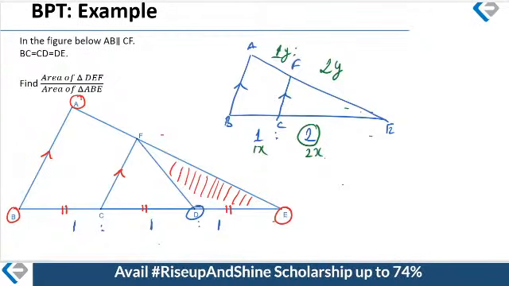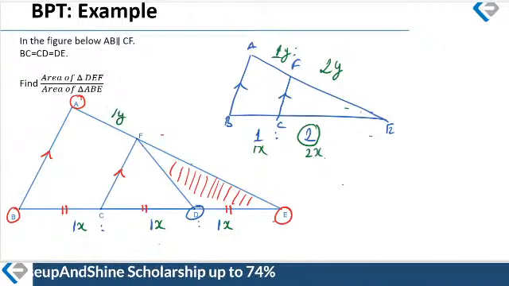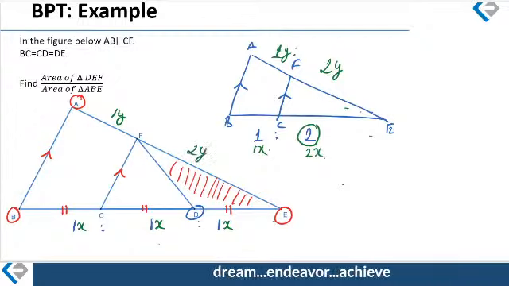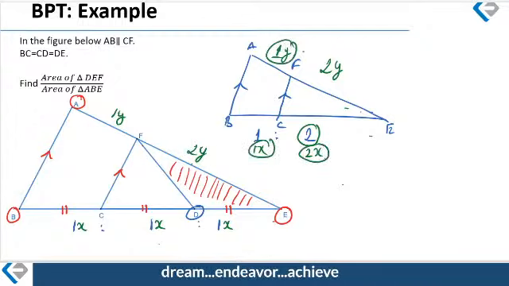Okay, good enough. Therefore, you will say that if I write this as 1x here, 1x here, 1x here, then this is 1y and this particular length is going to be 2y. Whatever I spoke here, I transferred the data onto the given triangle. Now look at this, friends. Now you want the triangle DEF.